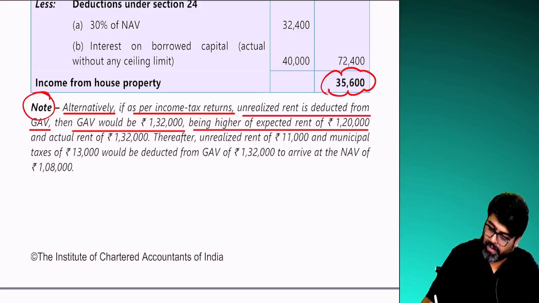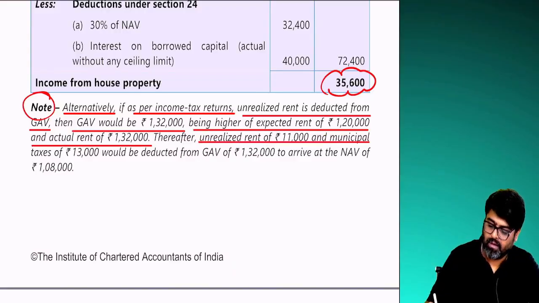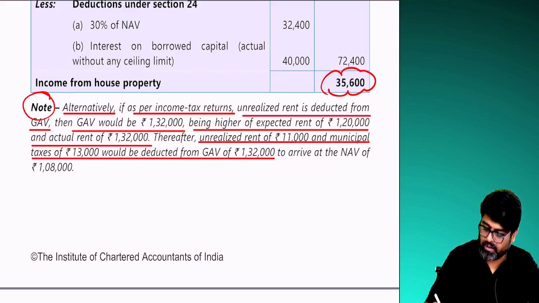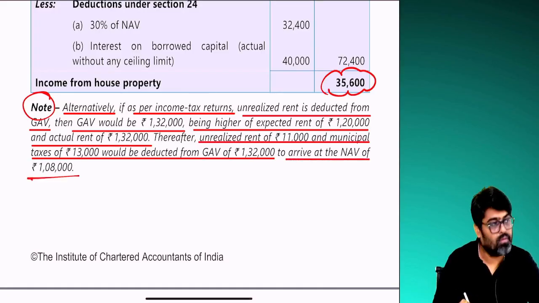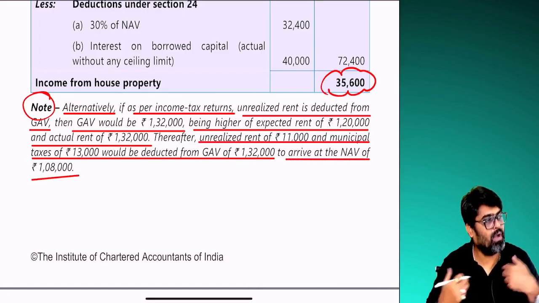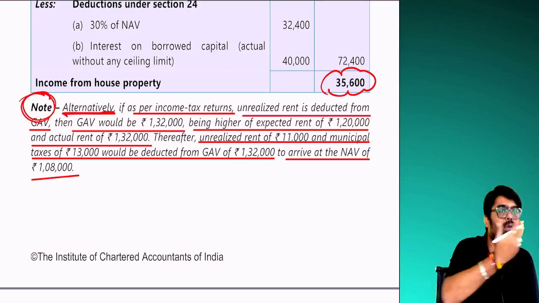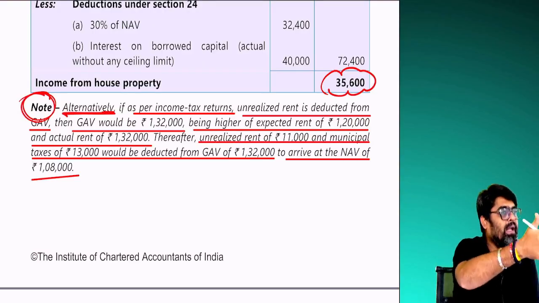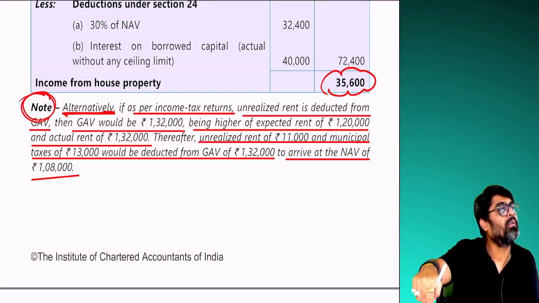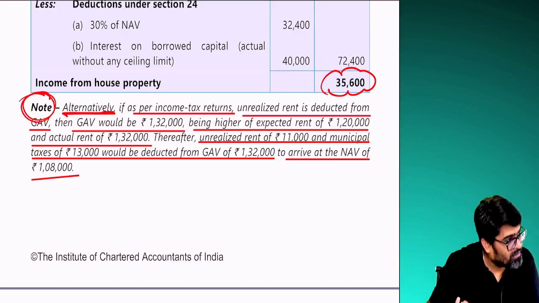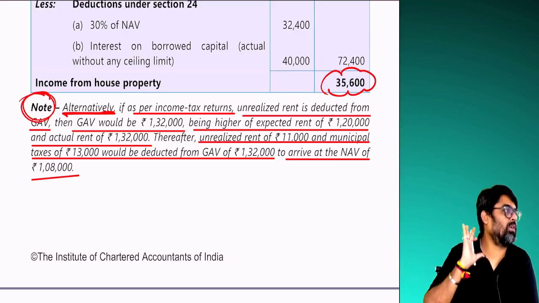Being higher of expected rent 1,20,000 and actual rent 1,32,000. Thereafter, unrealized rent of 11,000 and municipal taxes of 13,000 would be deducted from GAV of 1,32,000 to arrive at the NAV of 1,00,000. We also did the same thing. So the note says that alternatively you can do this also, which we are doing. Why? Because practically as per ITR, this is done. You will get full marks, and this is logical also.